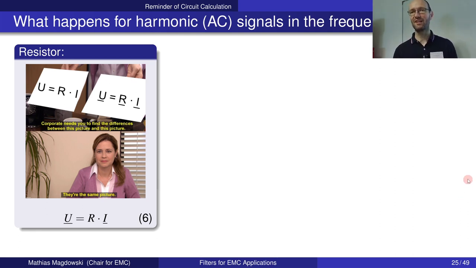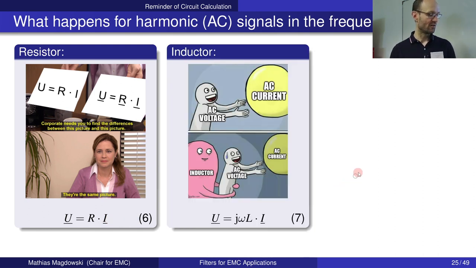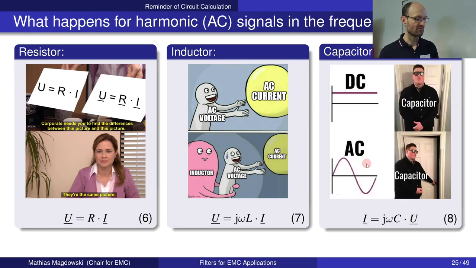Okay. So for resistors, it just stays the same. It's the very same equation, just written with these complex phasors. For the inductor, the time derivative turns into a multiplication with j omega. And for the capacitor, it's the same. So this one here means if you apply a voltage to an inductor, and if the frequency is high, then the current will be small. So the inductor will block AC currents, but DC currents can go through, no problem. It's like a short circuit for DC, but an open circuit for AC.